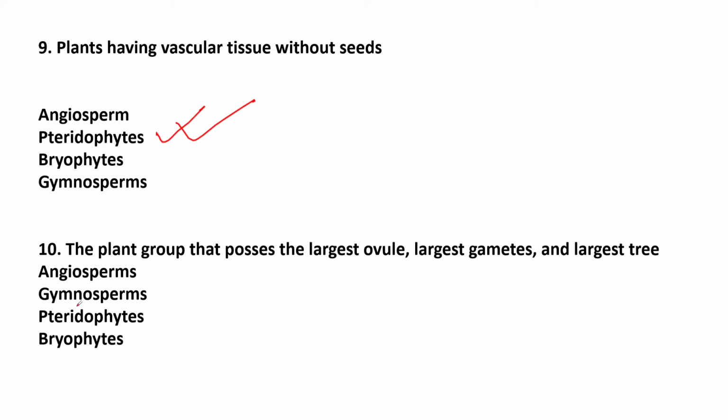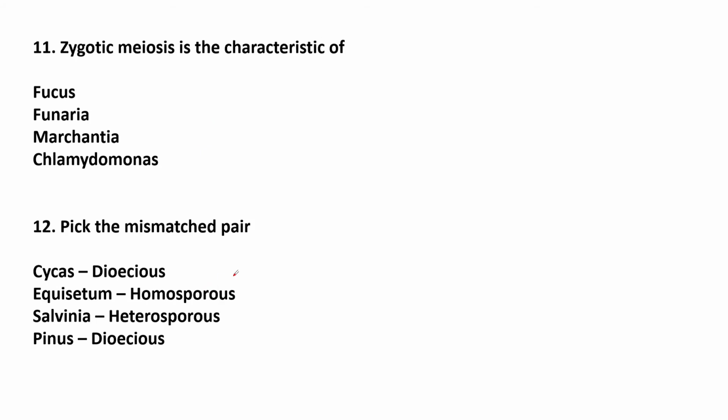Pteridophytes is the answer. The plant group that possesses the largest ovule, largest gametes and largest tree. Options are angiosperms, gymnosperms, pteridophytes and bryophytes, and the answer is gymnosperms. Right. Zygotic meiosis is the characteristic of Fucus, Funaria, Marchantia, Chlamydomonas. Chlamydomonas is the answer.